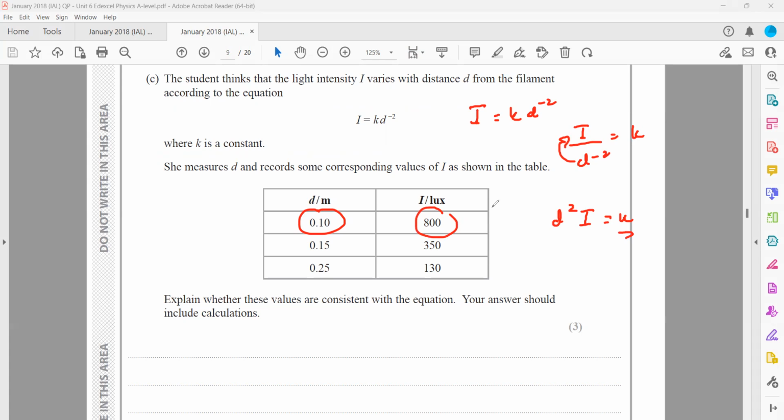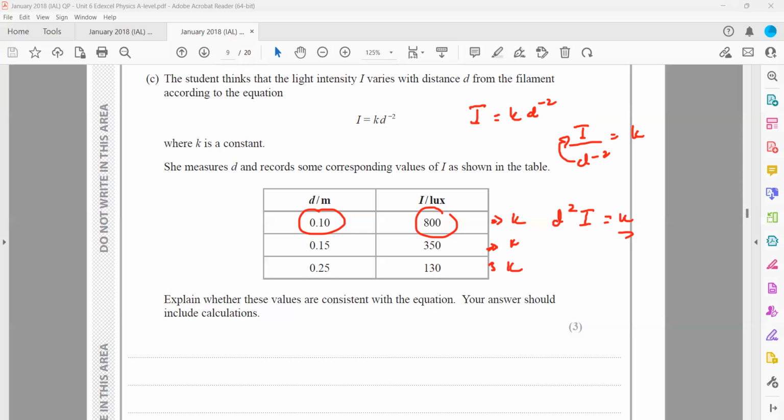How do we know that they're consistent? For each set of results, we should have a comparable value of k. We'll find the value of k for the first, second and third sets of results and compare these values. If the percentage difference between the maximum and minimum is less than 10%, we'll say the values are consistent with the equation. If the percentage difference is very high, then we'll say the values are not consistent. So you just have to find the value of k for each set of results and then compare the values.